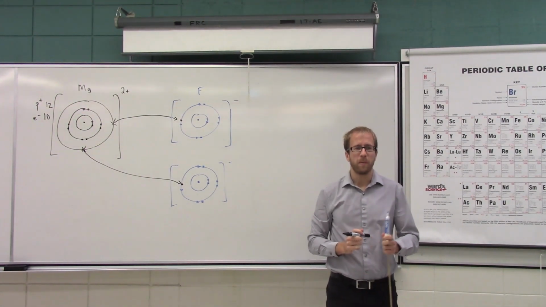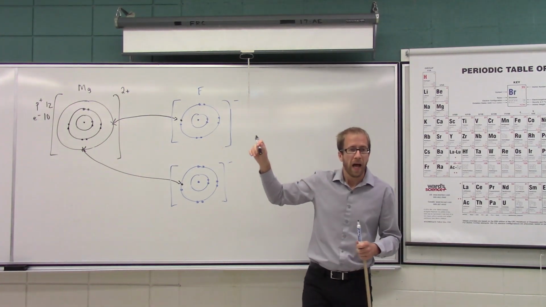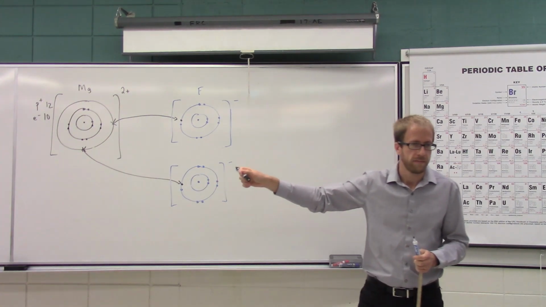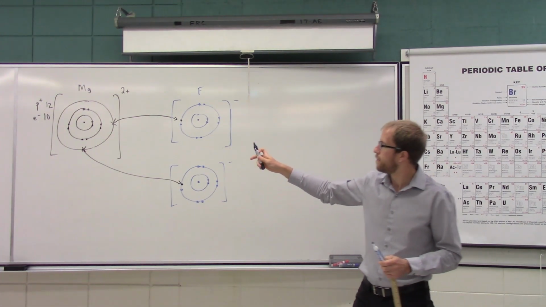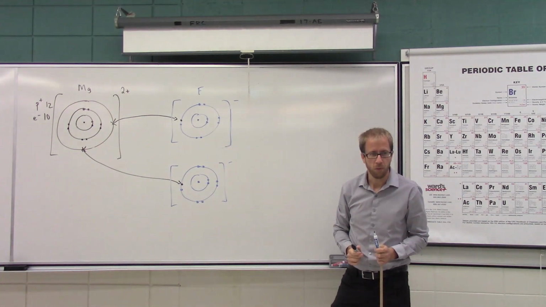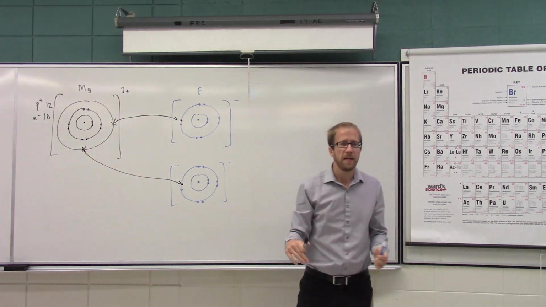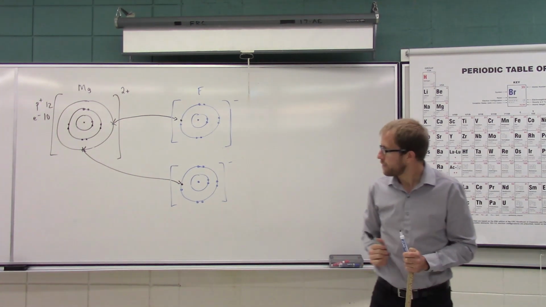One thing about ionic bonds, the way I've drawn it like this, is their charges always need to balance out. How many positives do we have here? 2 positive. How many negatives do we have? 2. We have 2. So the number of electrons donated and received needs to equal out.